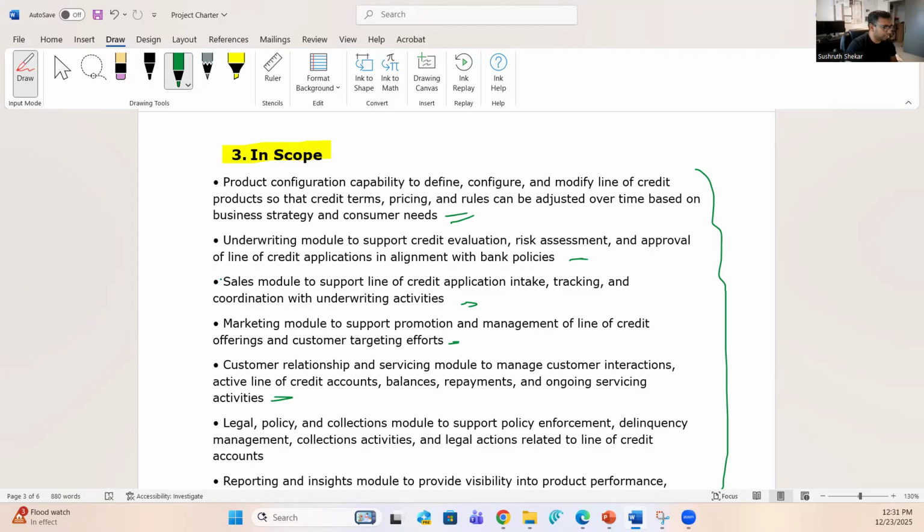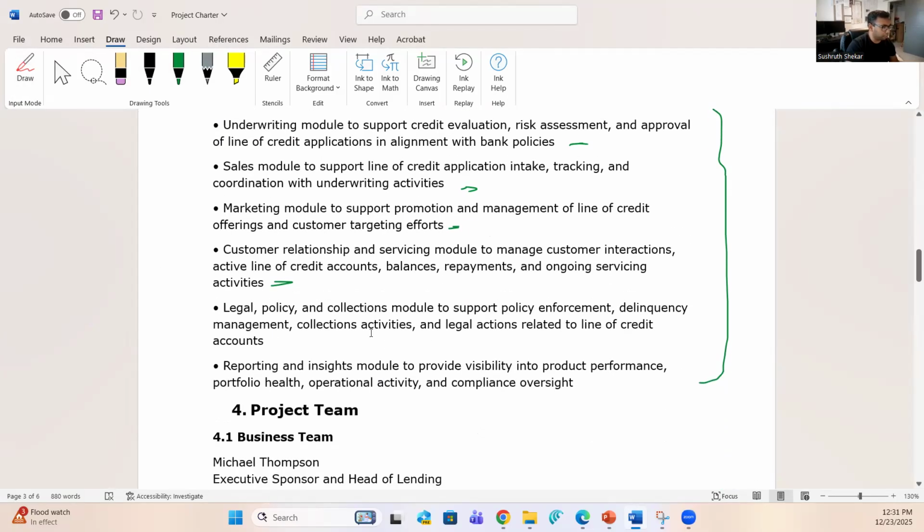Next up is a legal policy and collection module to support policy, delinquency management, collection activities, and legal action related to line of credit accounts. Say, for example, somebody takes a line of credit and they don't pay back. Now legal has to do the needful. Lawyers, attorneys should do the needful. They will have to send them to collection, and that way their credit is affected. That way they'll try to pay us back. So in order to track all that, we need modules in the application. We need to build out pages in the application to execute all that.